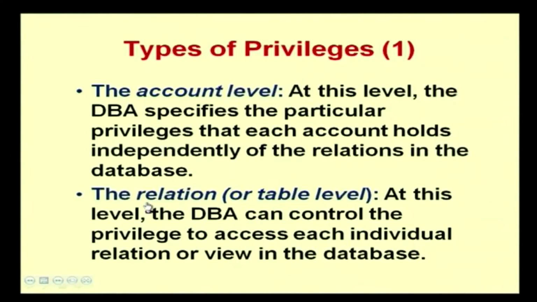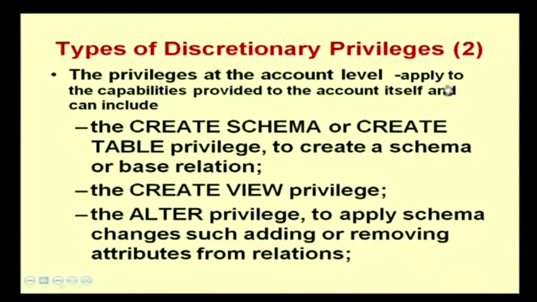You can also have privileges at the relation or table level. At this level, the DBA can control the privilege to access each individual relation or view in the database. This is not for the complete database, only for a particular table or relation. At that level also you can fix the security. Now, the privileges at the account level, applied to the capabilities provided to the account itself, can include the create schema or create table privilege, to create a schema or base relation. Create view, that privilege is allowed. Alter privilege, to apply schema changes such as adding or removing attributes.